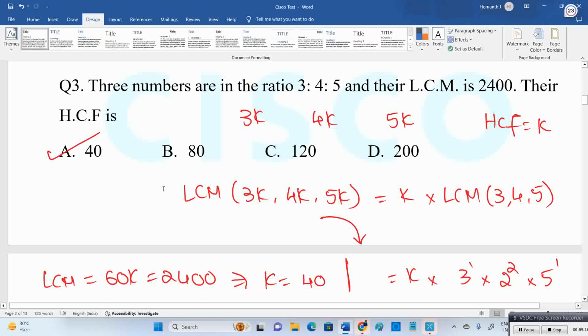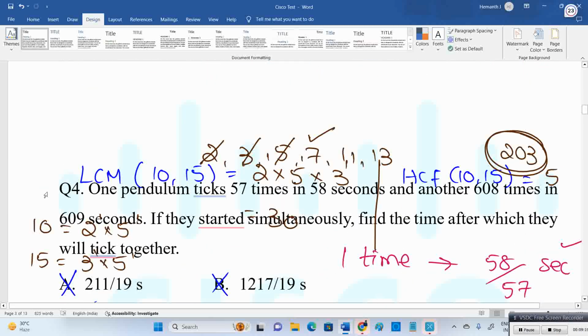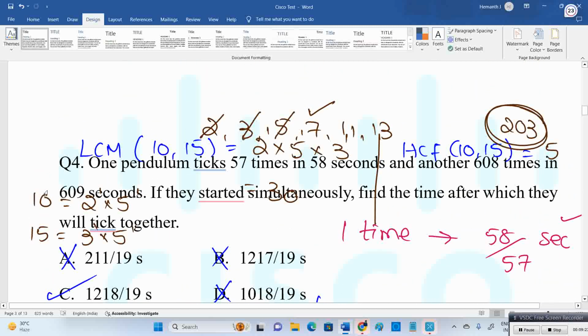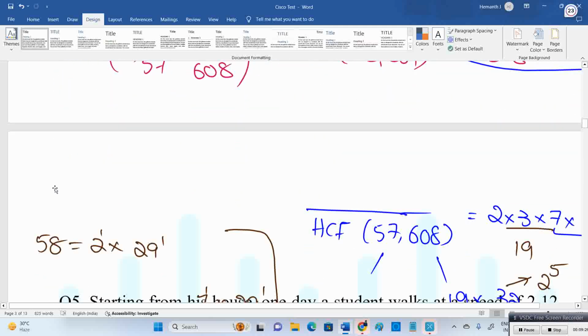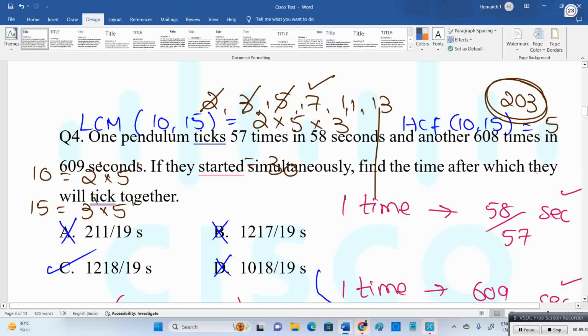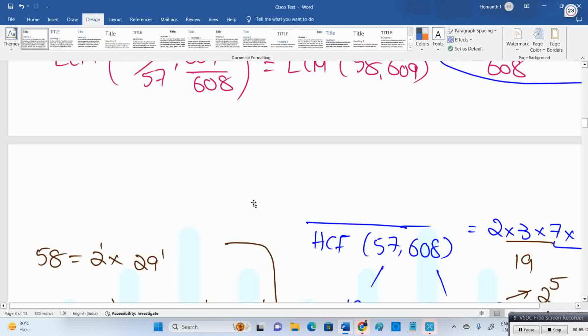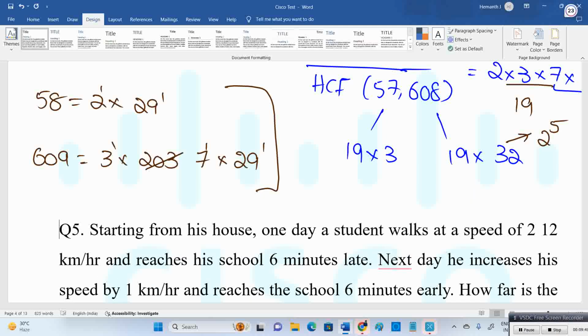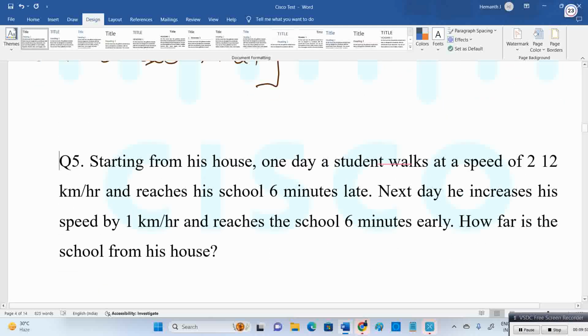See the next question. This one, the pendulum, we did last class. We need to come to the same level. We discussed in the previous class that both should be for the same number of times, both for one time or both for 57 times. That is why the note is still there. The other question, yes, this is not discussed. We need to focus.